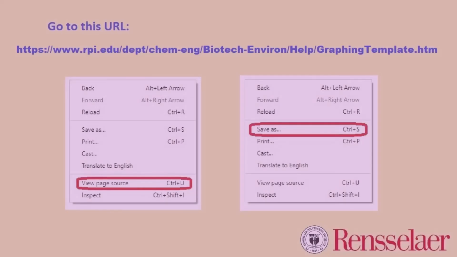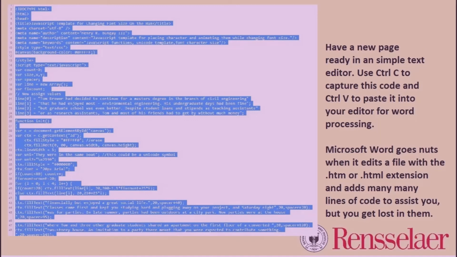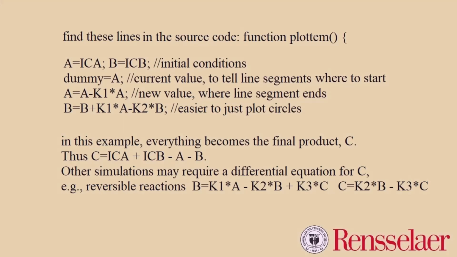This is a quick review of how to capture source code. Use Ctrl-A to highlight the source code and then copy it to paste into your text editor. To do your own interactive graphing, go to the subroutine Plot'em and substitute your equations for mine.